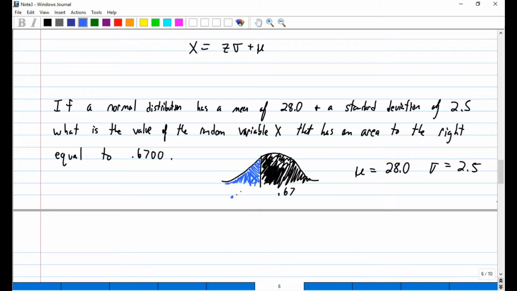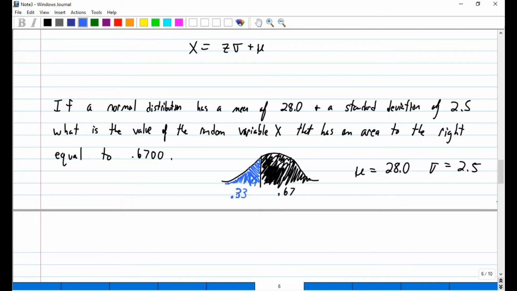So that's what? 0.33. Now, before you take your table and go look for a z-score of 0.33, we're not looking at z-scores right now. This is area. So what we have to do is use our table, and all those numbers inside the table, we need to get as close to 0.33 as we possibly can, and then see which z-score that corresponds to.